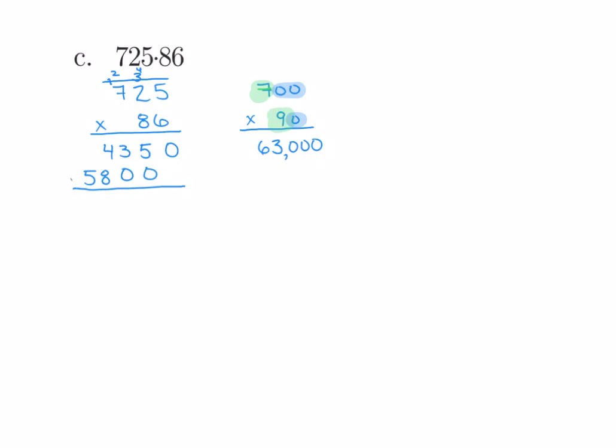All right, starting on the right, we add. We get 0, 5, 3. 4 plus 8 is 12. And 1 plus 5 is 6. So we get 62,350. Is that close to 63,000? The answer is yes.